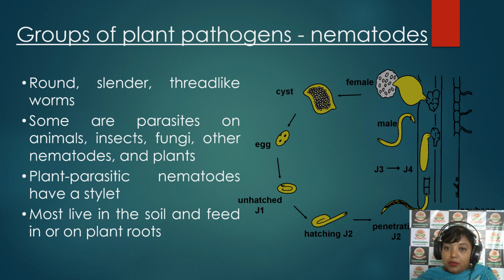Another group of plant pathogens is nematodes. They are round, slender, thread-like worms. Some are parasites on animals, insects, fungi, other nematodes, and also plants. The plant parasitic nematodes have a stylet by which they puncture the plant roots, and most of them live in the soil and feed in or on the plant.